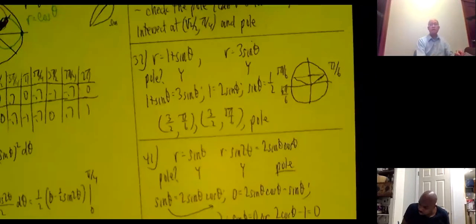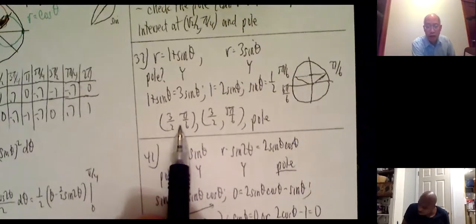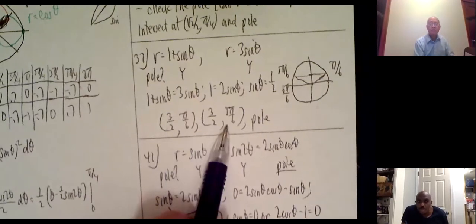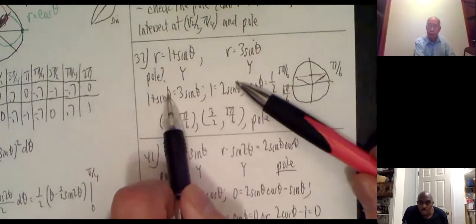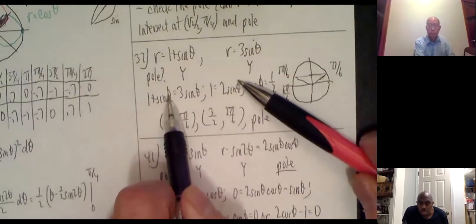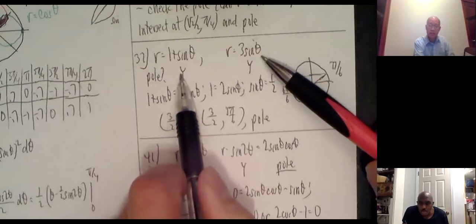All right, so how do I present my final answer? 3/2, pi over 6; 3/2, 5 pi over 6; and the pole. Notice by setting these equal to each other, I missed the pole. Okay? They both touch the pole, but not at the same angle.